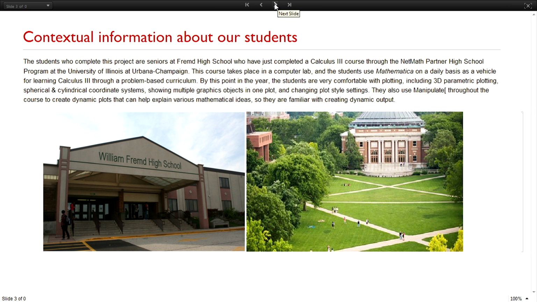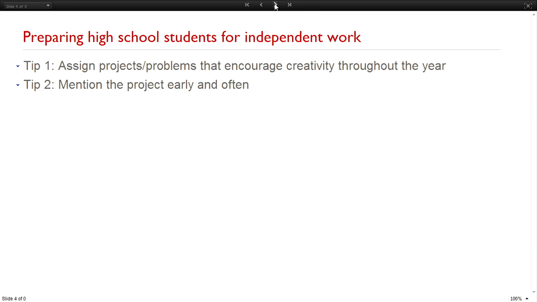They know how to show multiple graphics objects in one plot, and they do know how to make simple Manipulates. They know how to make a graph and drag a slider and somehow change that graph in some interesting way. So they do have a background that has them prepared for a project like this. Berwin, I think we can keep going.